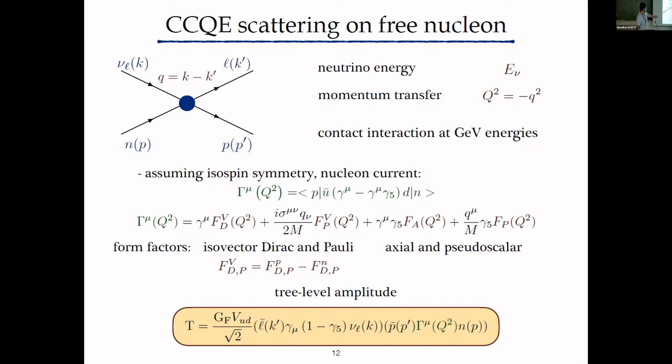This matrix element can be decomposed in terms of four form factors, two vector ones and two axial ones, which appear in neutrino physics. These two vector form factors are related to the Dirac and Pauli form factors measured in electron proton and electron nucleus scattering, and some information is also extracted from atomic spectroscopy, while the axial and pseudoscalar form factors are accessed only in neutrino scattering or by some other model dependent assumption.